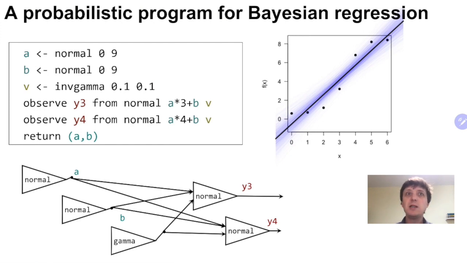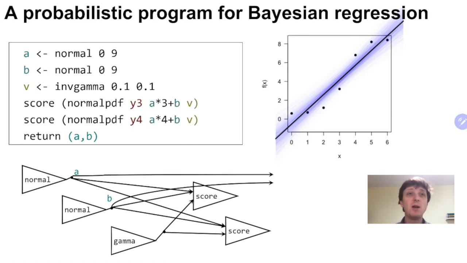Okay, so that's a probabilistic program for Bayesian regression. Now let me just rewrite it using the score command. So now I'm going to say score the run by either the normal probability density function with Y3 or the normal probability density function with Y4, to record both of those observation points. And of course, there would actually be 7 score commands in the program, and you might use a for loop again to describe them all.